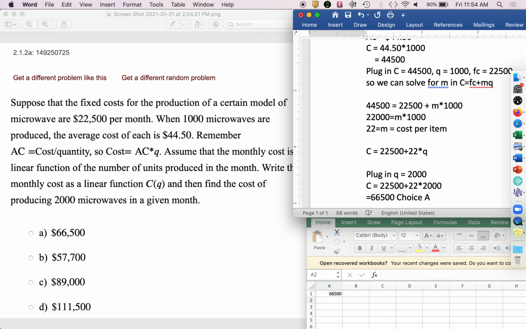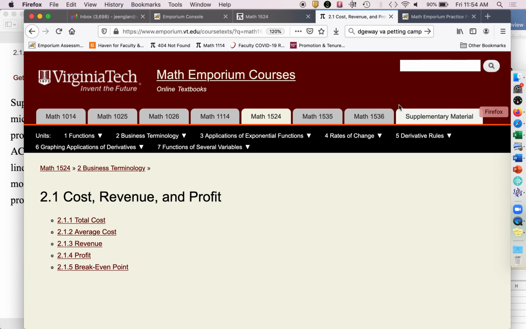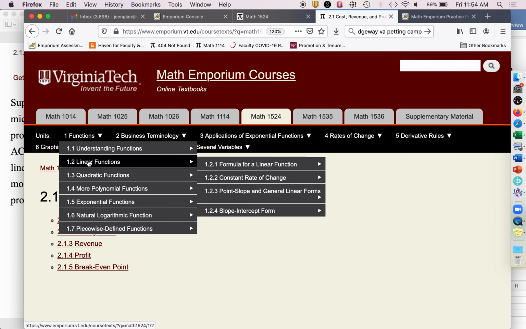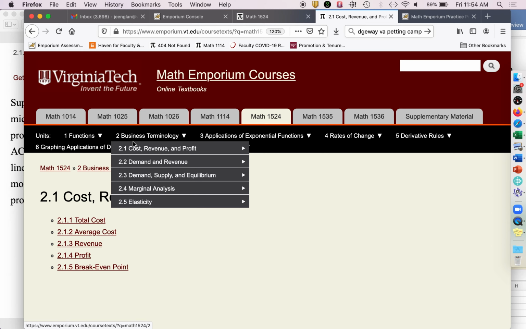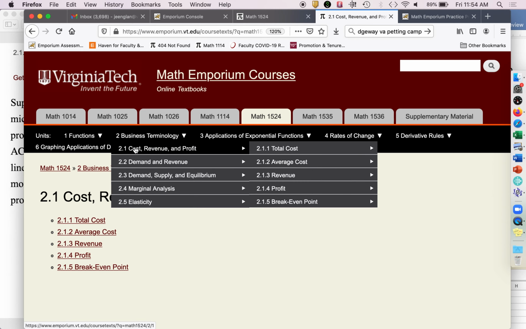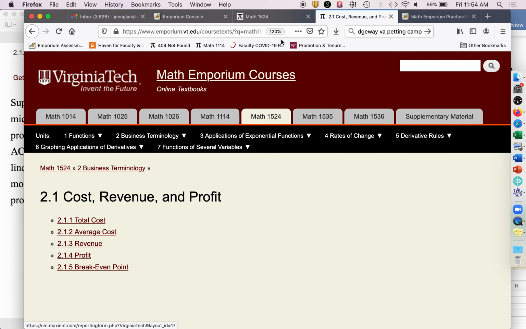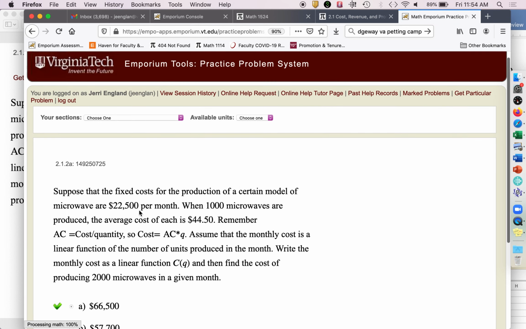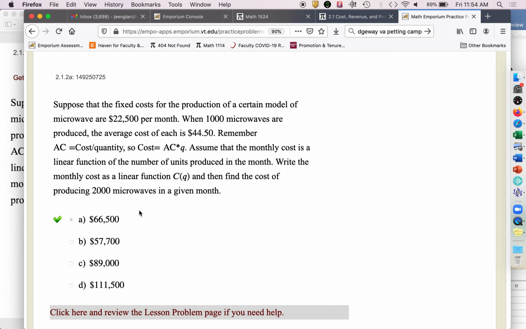Let's go check that. I just pulled up the textbook. 1.2 is where it told you how to write the equation of a linear function, and 2.1 told you about cost, and 2.1.2 told you about average cost. But anyway, back to the practice problem we were working on. 66,500 was the answer. Okay, hope that helped.